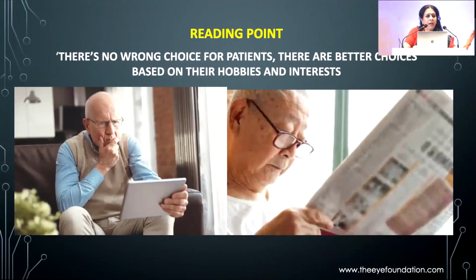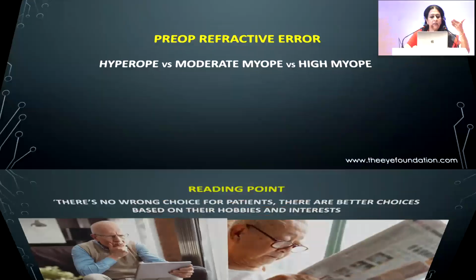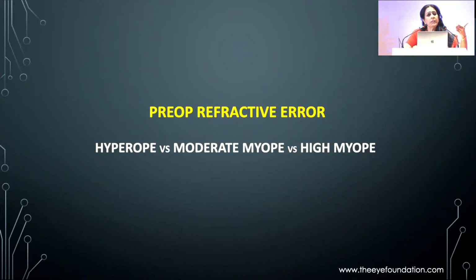Now, a tall man who has a long outstretched arm would be fine to do a read on the iPads and may not mind wearing reading glasses for near vision, whereas a short guy who has a high myope, who has a habit of holding his books too close, would definitely want a vision wherein the distance and the near is very good. We also need to see what is the pre-op refractive error of the patient.